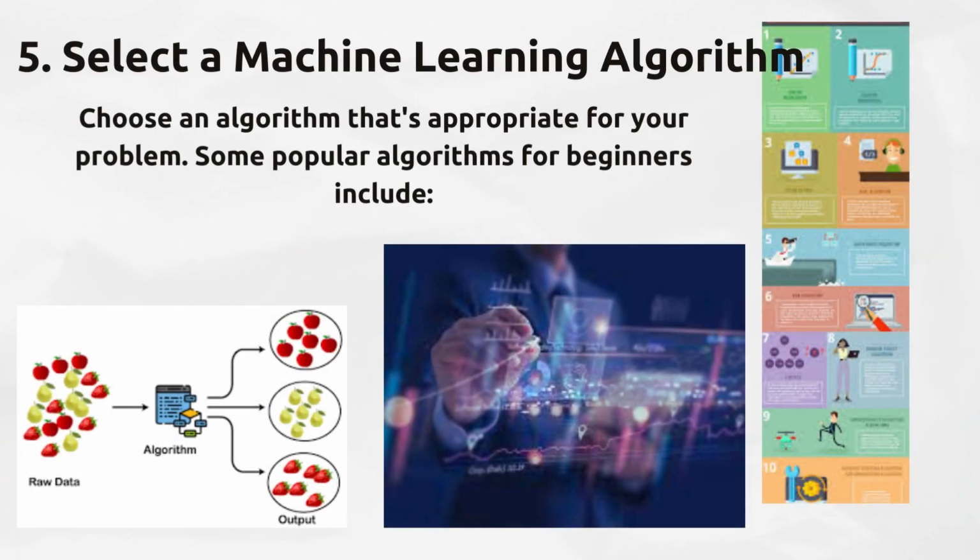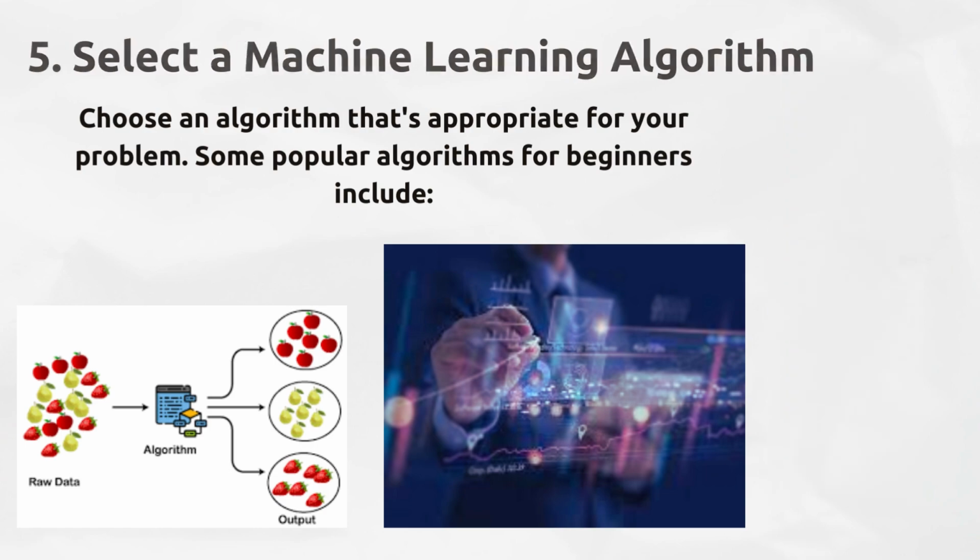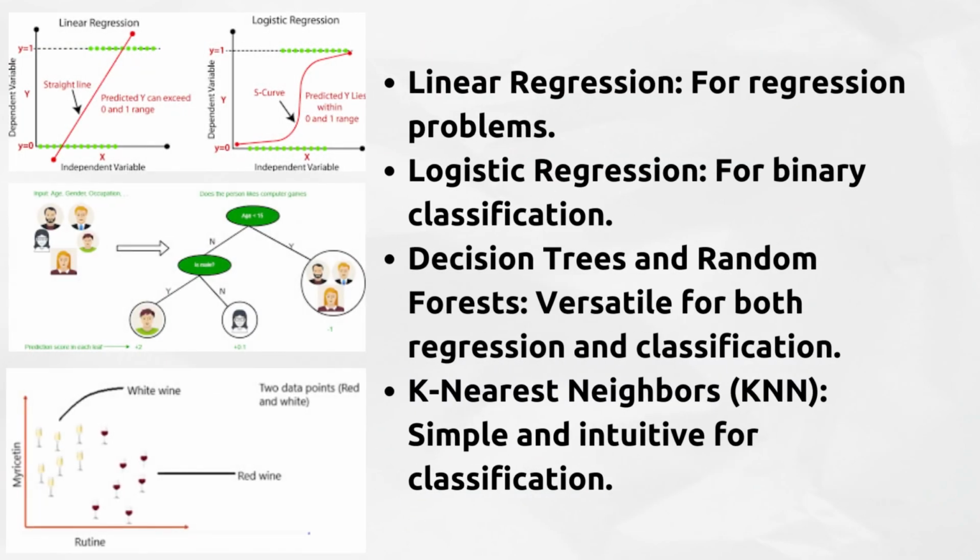5. Select a machine learning algorithm. Choose an algorithm that's appropriate for your problem. Some popular algorithms for beginners include linear regression, for regression problems; logistic regression, for binary classification; decision trees and random forests; versatile for both regression and classification; k-nearest neighbors, KNN, simple and intuitive for classification.